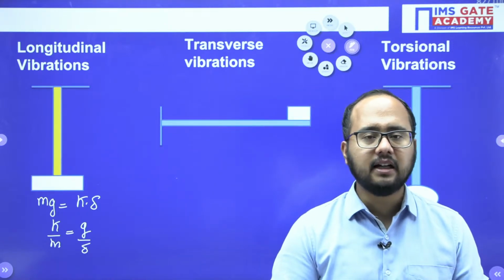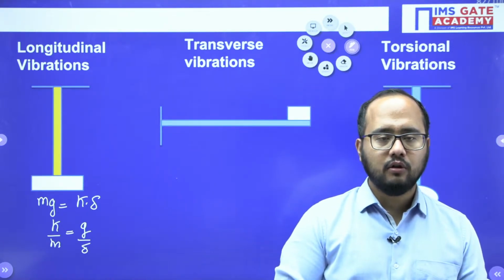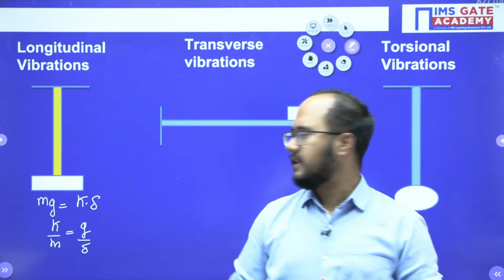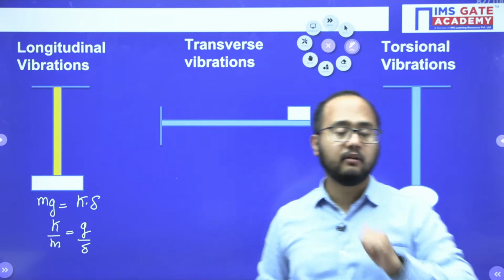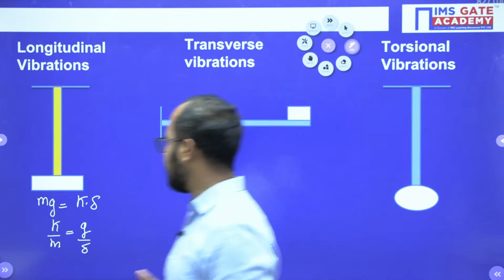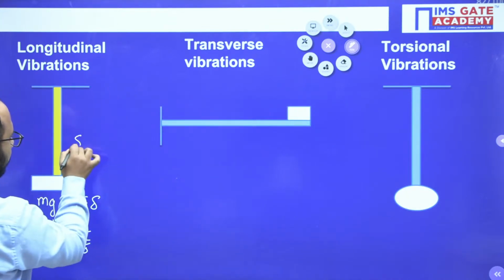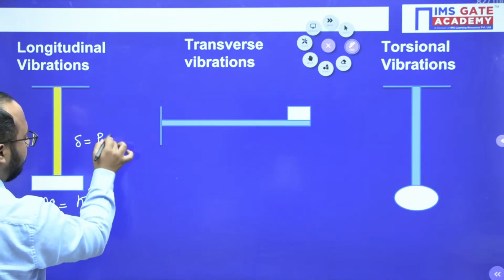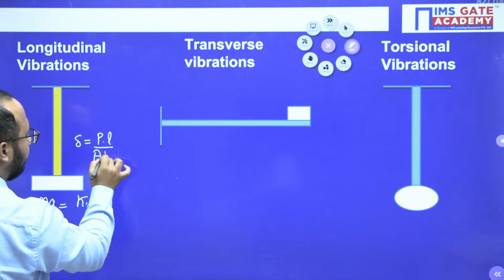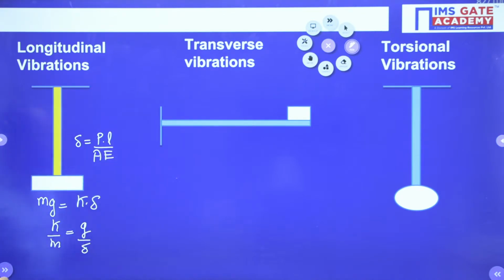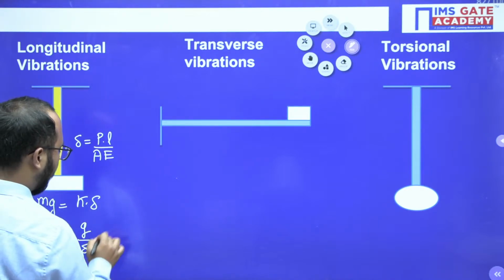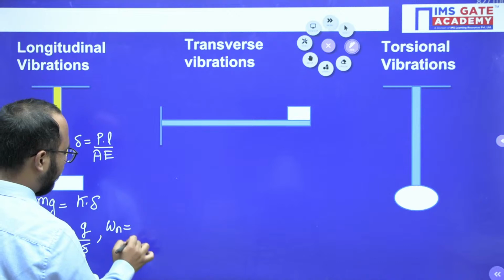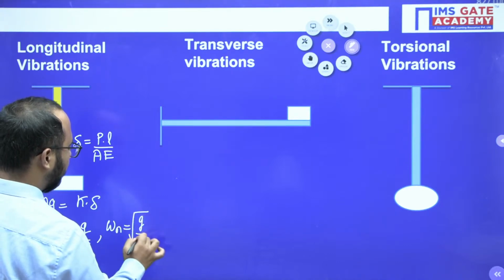Delta is our static deflection, right? In order to calculate the static deflection, you have to use the formula from strength of material. If you remember, in strength of material you have discussed PL divided by AE. This is the formula for the calculation of the static deflection. So directly, by using the formula for omega n, instead of writing k by m, we will write g by delta.